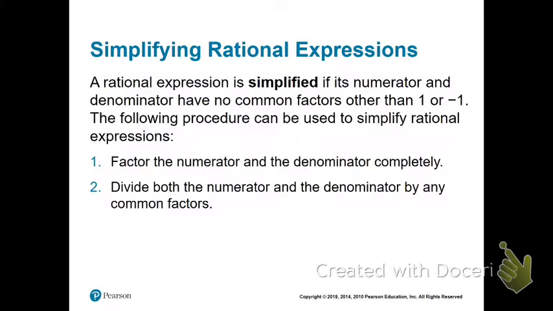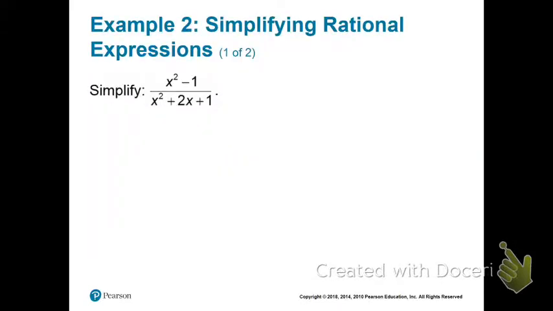To simplify a rational expression, it says a rational expression is simplified if its numerator and denominator have no common factors other than 1 or negative 1. The following procedure can be used to simplify rational expressions. We're going to factor the numerator and the denominator completely, and then divide both the numerator and the denominator by any common factors. So let's try this.